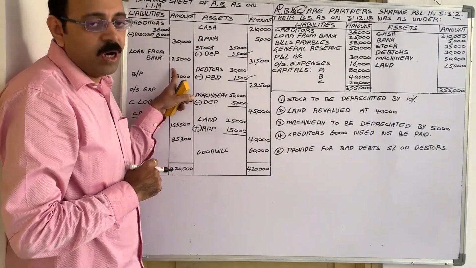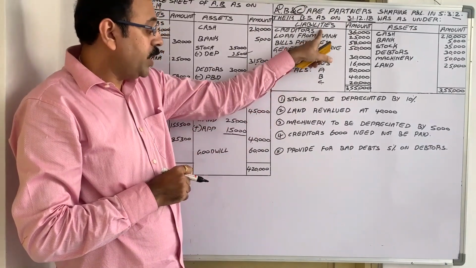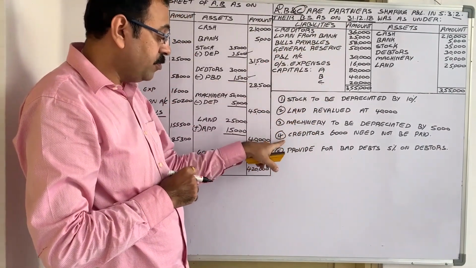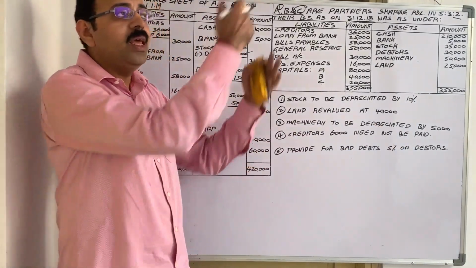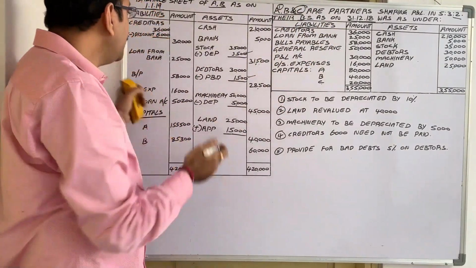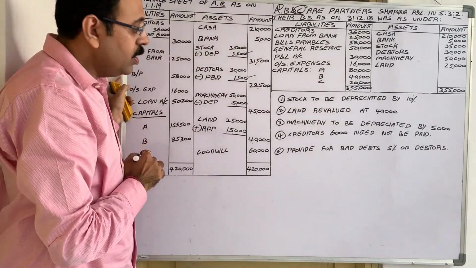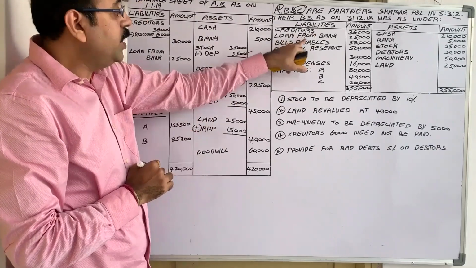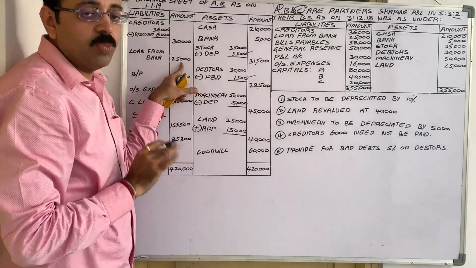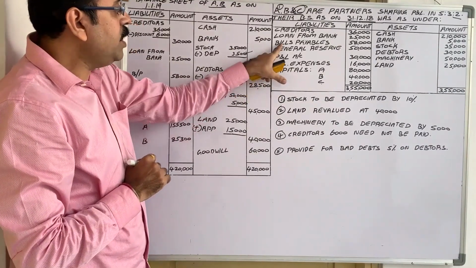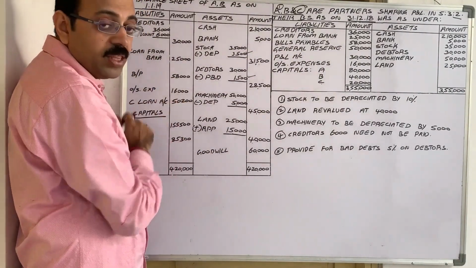Then come to the liability side. First liability, creditors 36,000. Related to creditors, there is one adjustment, the fourth adjustment. Creditors 6,000 need not be paid. Means what? They gave some discount to us. So that discount we have to deduct. Now creditors value is 30,000 only. Then loan from bank. Related to this, there is no adjustment. Therefore, the same value 25,000 rupees you have to write in the new balance sheet also. Then bills payable 58,000, no adjustment. So bills payable same value 58,000.